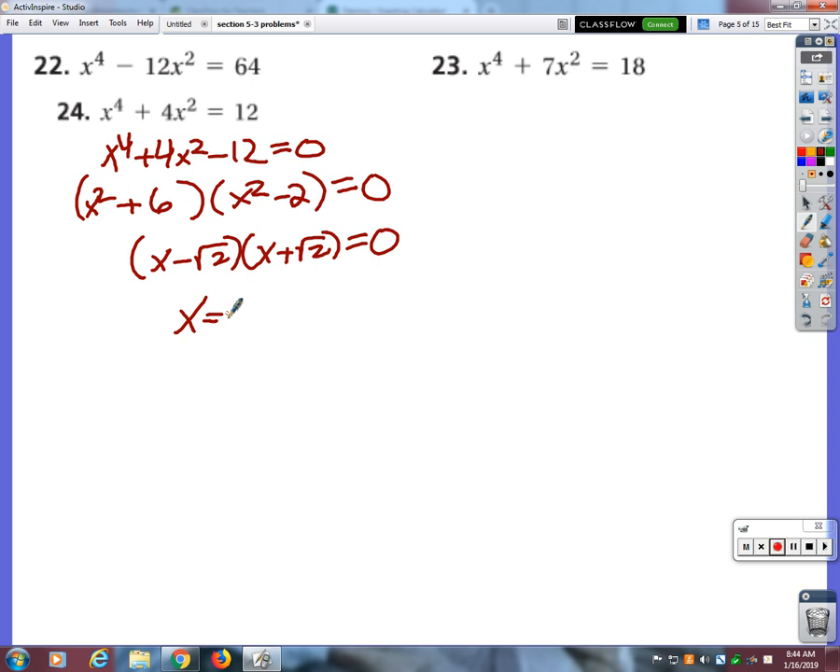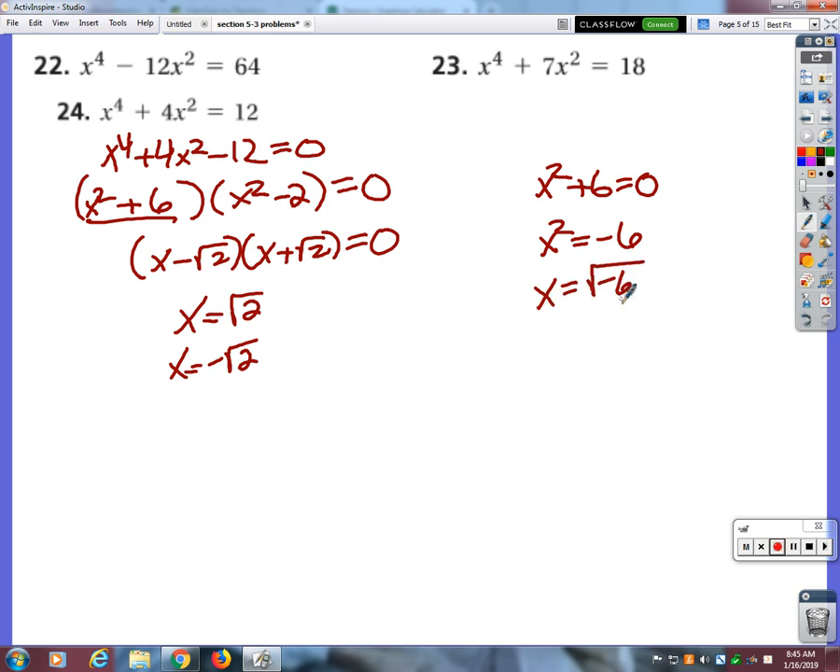Right, square root of 2, or negative square root of 2. There would be an imaginary number if I tried to include this solution, because if I set x squared plus 6 equal to 0, I could solve that by subtracting 6 from both sides and then square rooting both sides. So x would equal the square root of negative 6, which would be plus or minus i root 6.